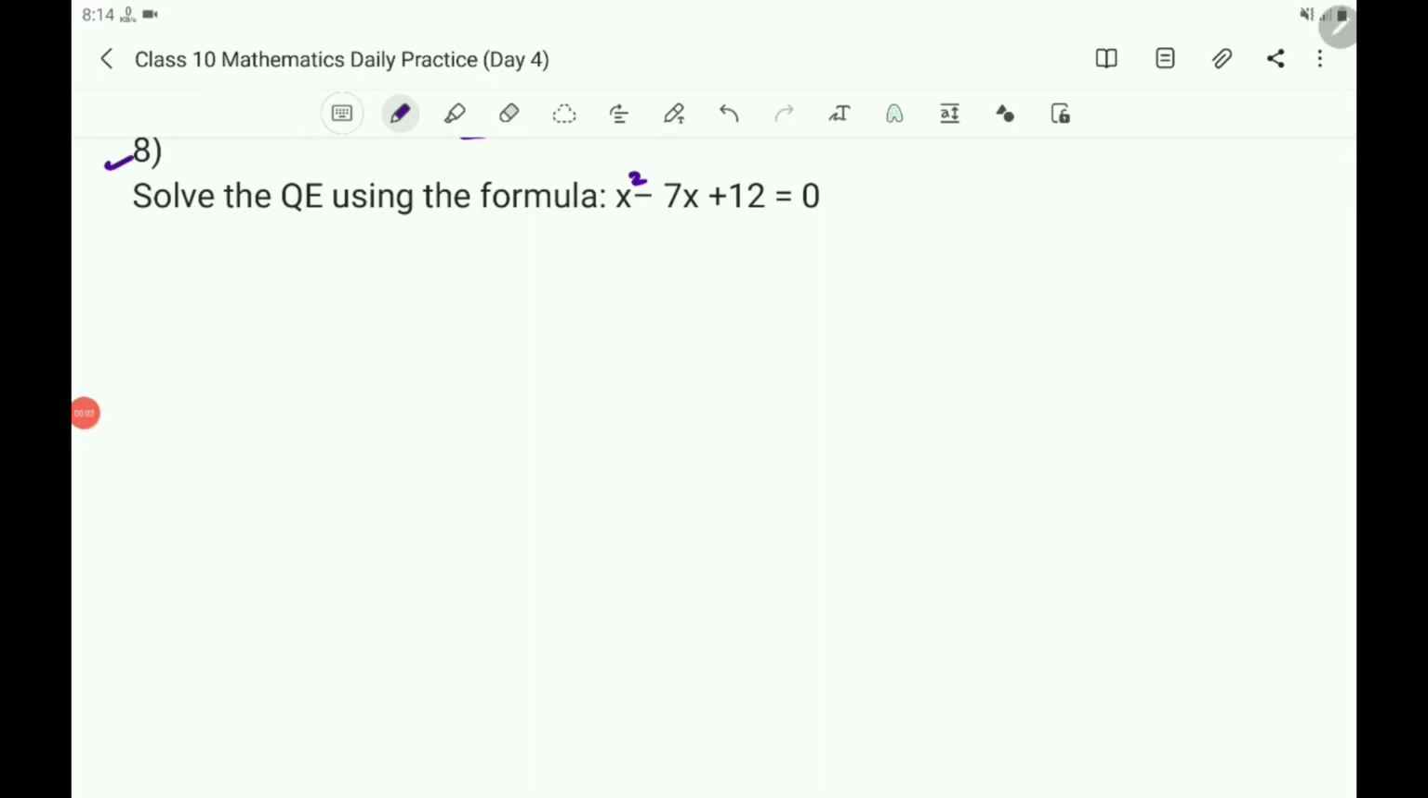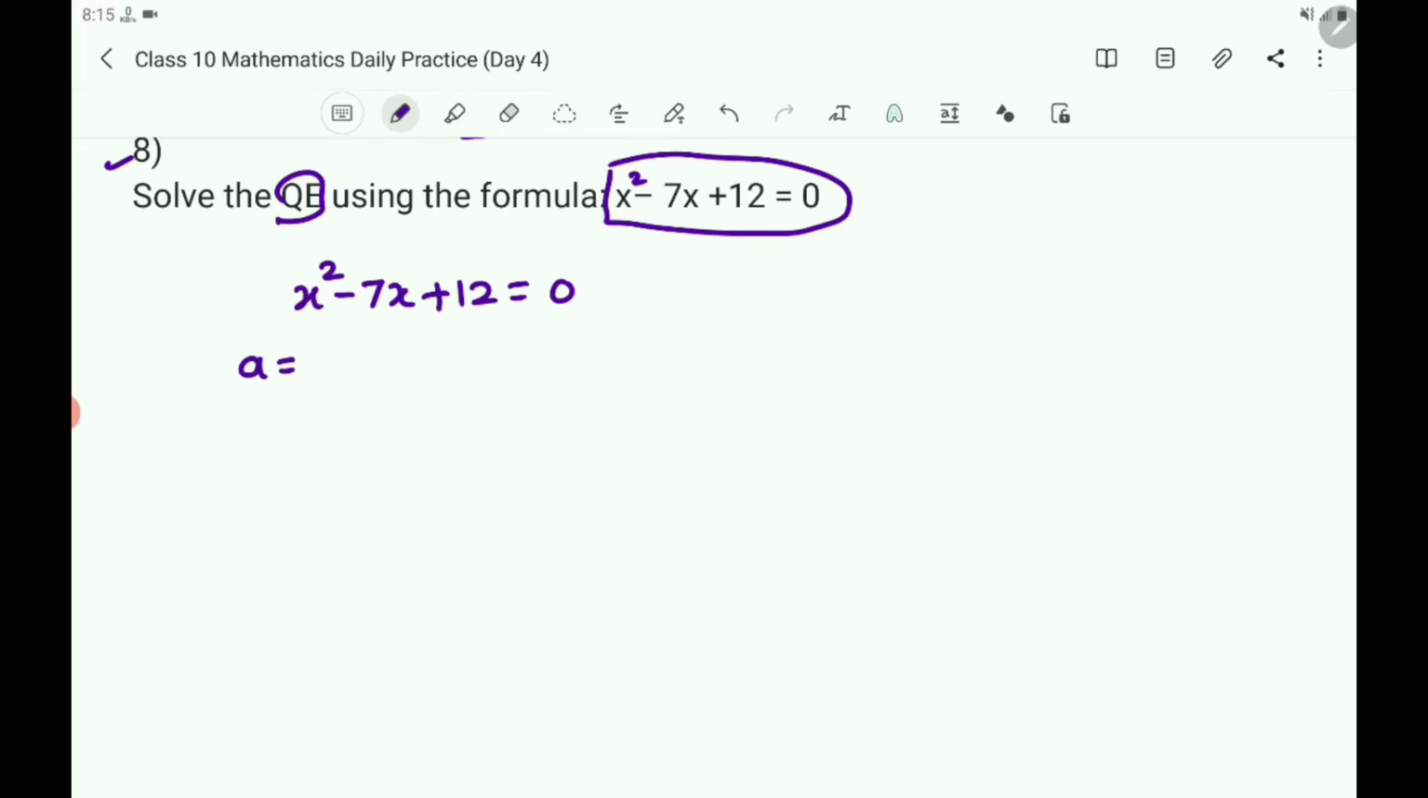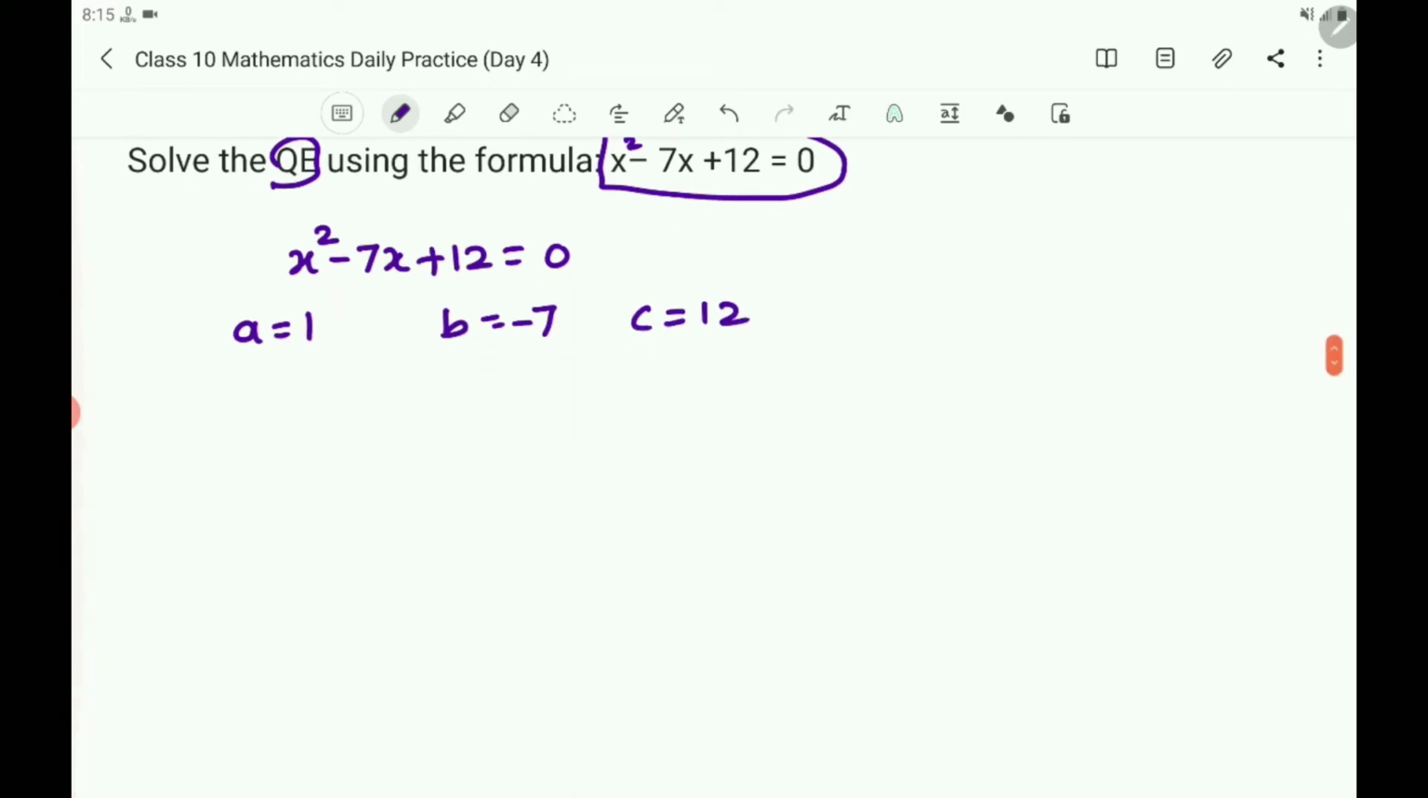Now the next question, question number 8, solve the quadratic equation using the formula. The equation is x square minus 7x plus 12 equals 0. Write that equation, x square minus 7x plus 12 equals 0. Before writing the quadratic formula, write the values of a, b and c. a equals 1, that is the coefficient of x square, and b equals coefficient of x, that is minus 7, c equals 12. Then you write the formula.